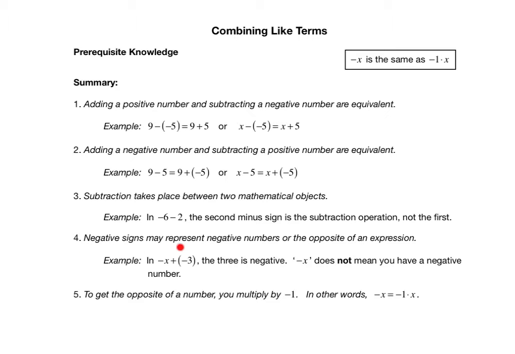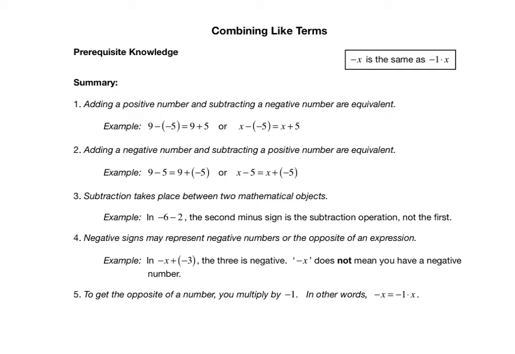Then we also saw that negative signs may represent negative numbers or the opposite of an expression. So we introduced the idea of an opposite of an expression. So in this one here, the 3 is negative. This is a -3. However, this does not necessarily mean you have a negative number, as we've seen in the previous slide. Opposite of x could actually represent a positive number. And then finally, as we saw here, to get the opposite of a number, you multiply it by -1. Whether that number is positive or negative, to get its opposite, you multiply it by -1.